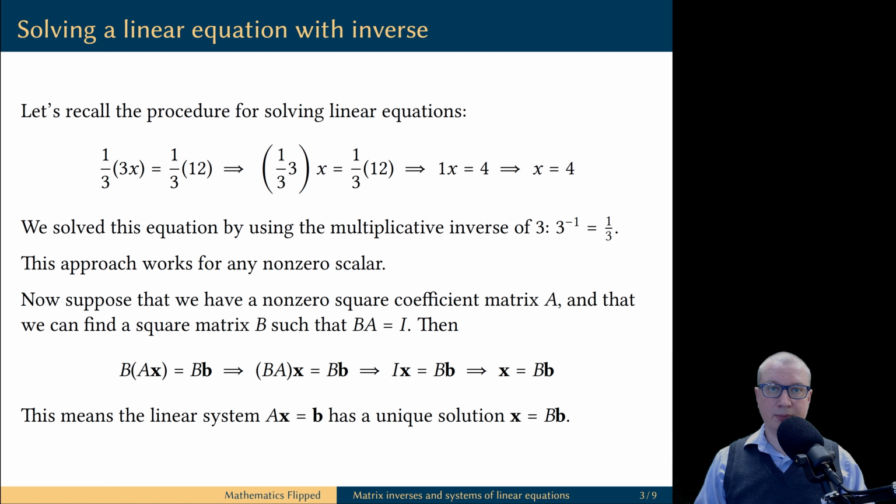Identity matrix multiplied by the vector x is simply the vector x, and this computation shows that we have found a unique solution to this linear system. This solution is the matrix B multiplied by the vector of constants b. Let me illustrate this solution process using an explicit example.